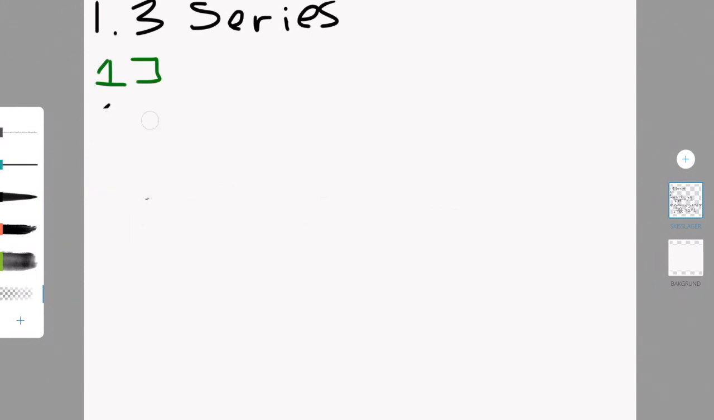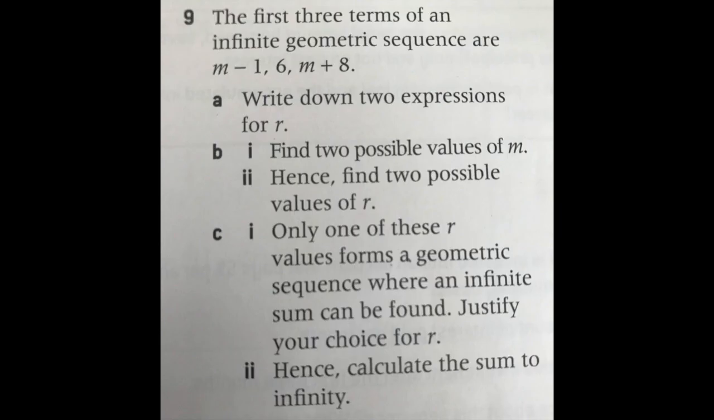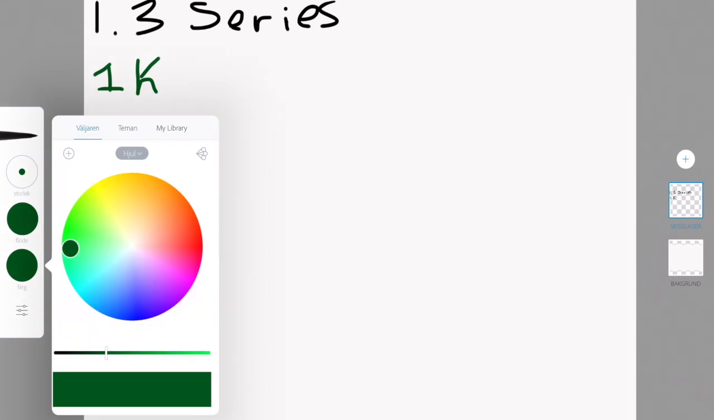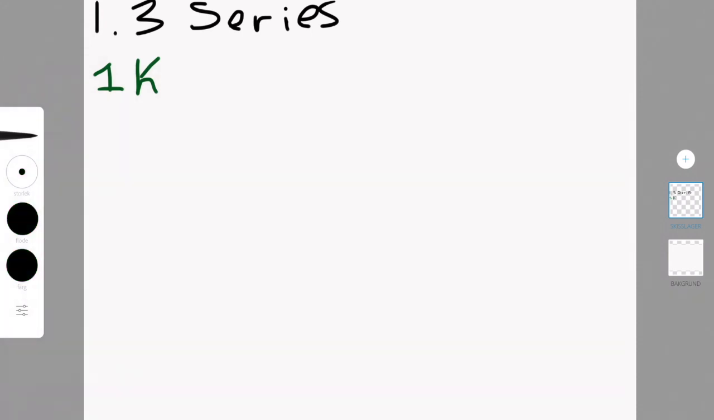The next example I will be showing you is from exercise 1K and exercise 9. This exercise states that the first 3 terms of an infinite geometric series are m minus 1, 6, and then m plus 8. And then we have to write down 2 expressions for r, find 2 possible values for m, and hence find 2 possible values for r. Only one of these r values forms a geometric sequence where an infinite sum can be found. Justify your choice for r. And then lastly, calculate the sum to infinity. So this is quite a lot to do.